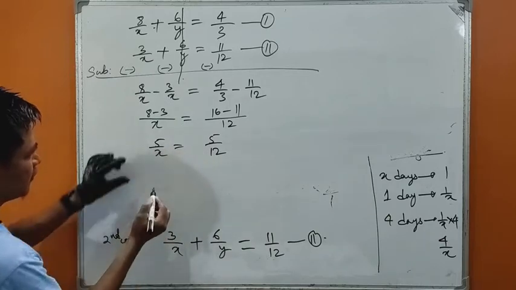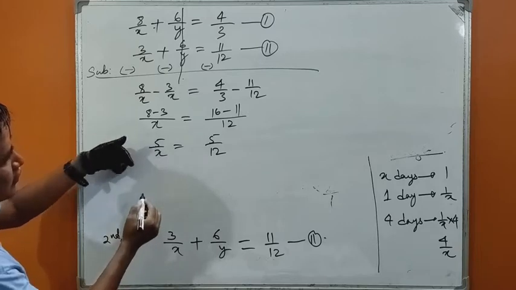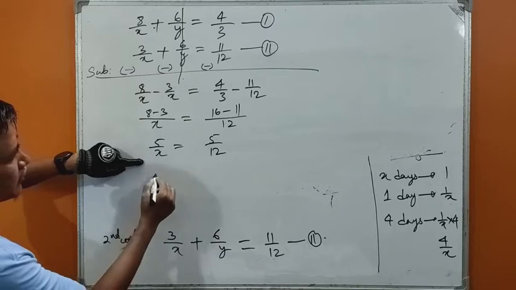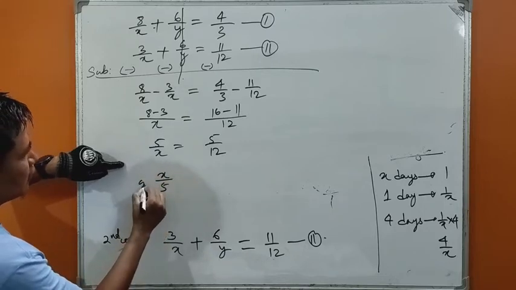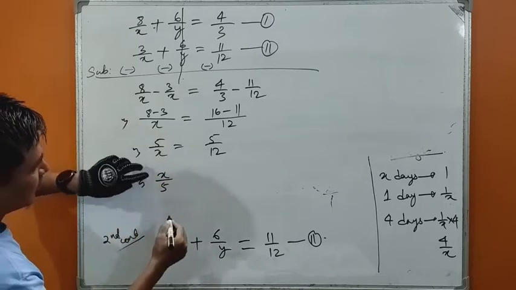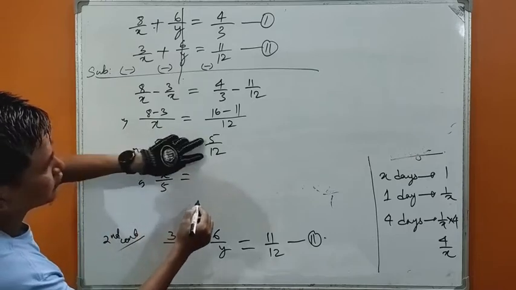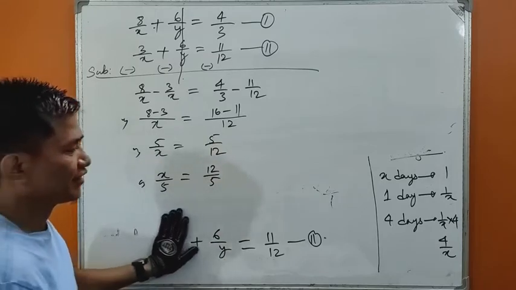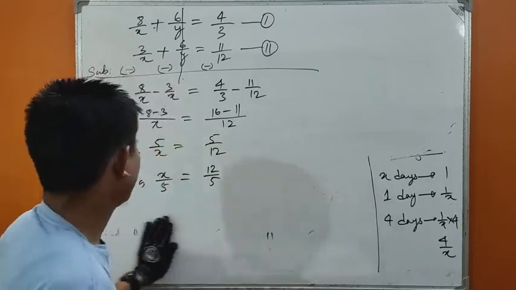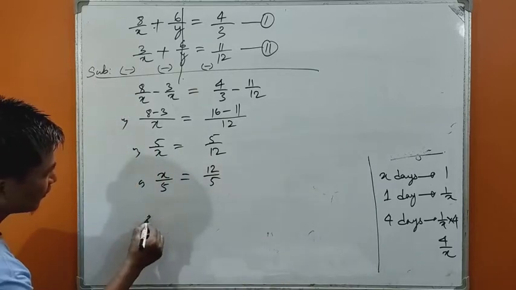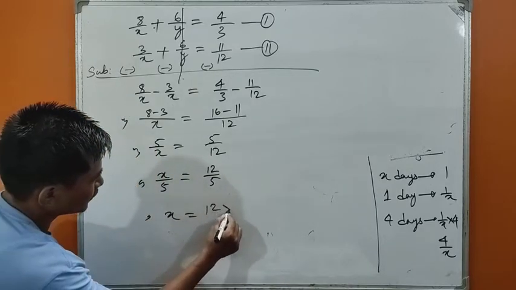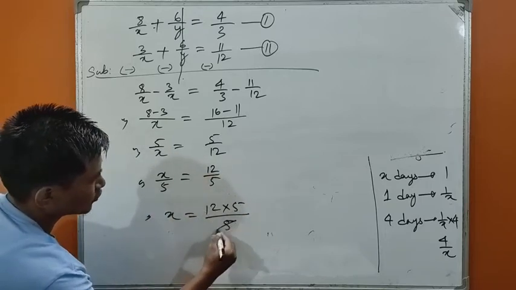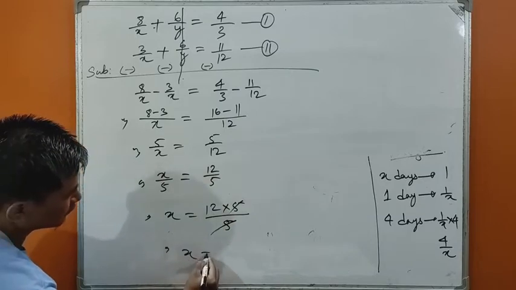Okay, let me do this. I will just bring this x to the numerator and 5 to the denominator. X upon 5 equals to, we have to alternate this also. This 12 goes to the numerator and 5 comes to the denominator. Are you getting me? Yes. Now x equals to 12 into 5. This 5 goes here, isn't it? Upon 5. So 5 cancels, so x equals to 12.